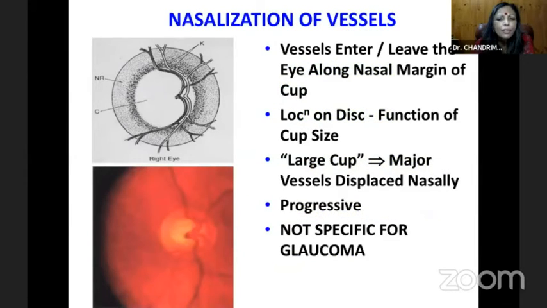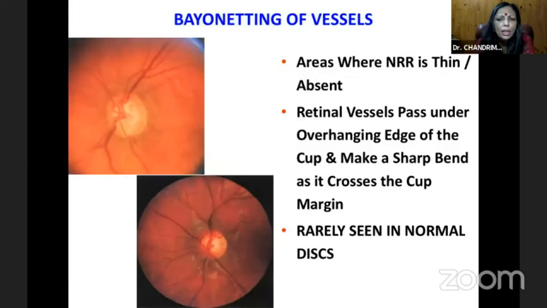Nasalization of the vessels is also another sign that you need to look for when you're doing disc evaluation. And areas where there is a thin or absent neuroretinal rim also need to be looked for.